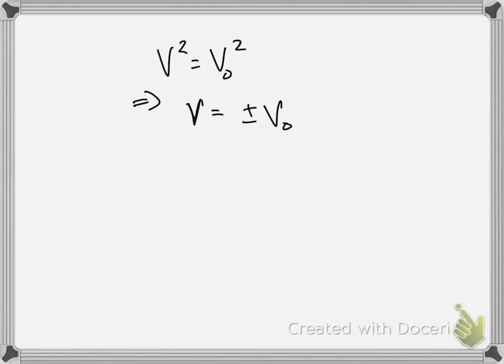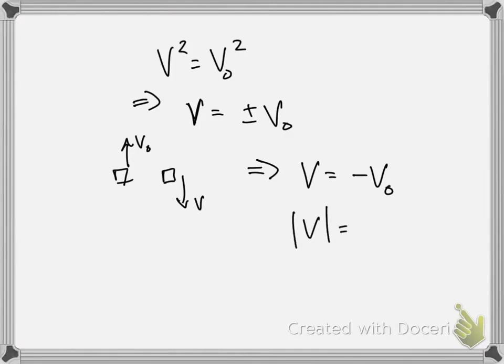What this shows is that the final velocity is equal to either the positive or the negative of the initial velocity. And if we're looking at the object where its initial velocity is going up at V0, its final velocity must be going down. Then clearly, the physical answer here is V is equal to minus V0. So the final velocity is equal to the negative of the initial velocity. It's got the same speed, it's going in the opposite direction. So the magnitude, V, is equal to V0.